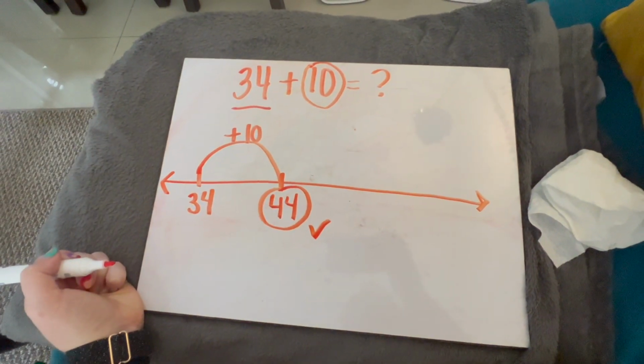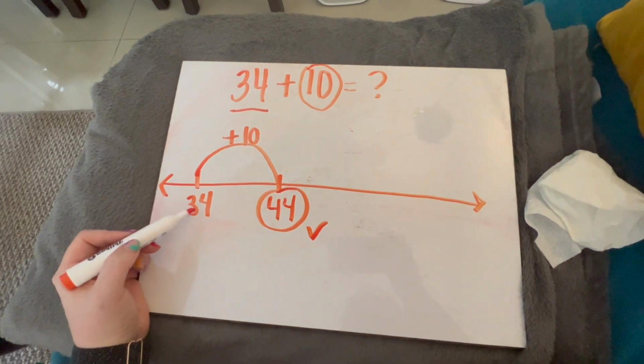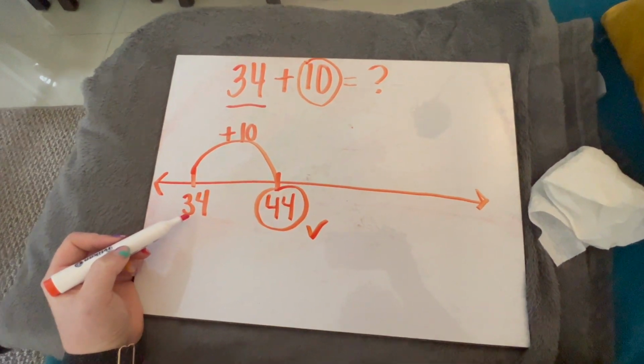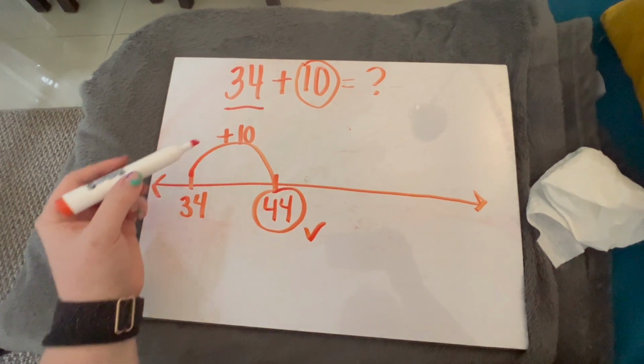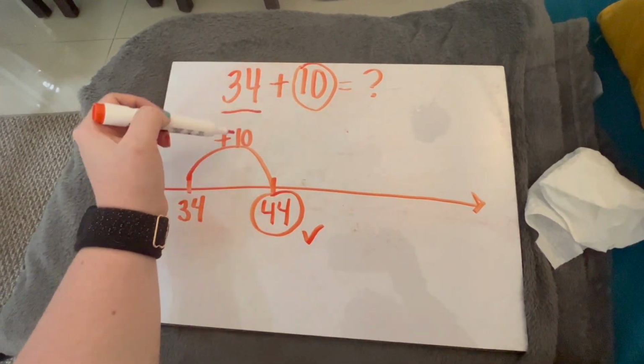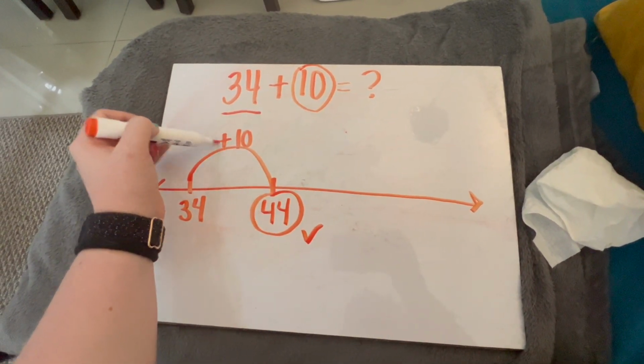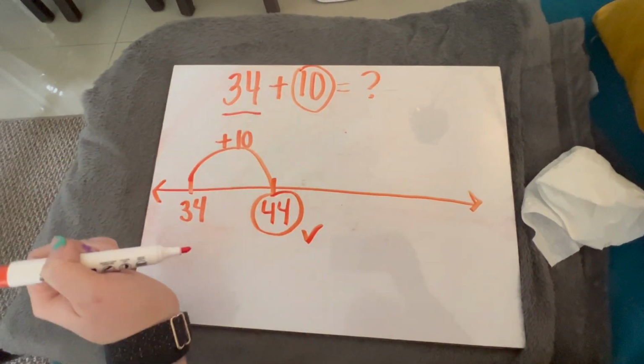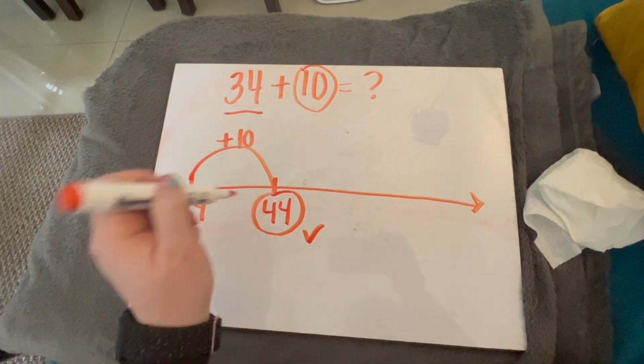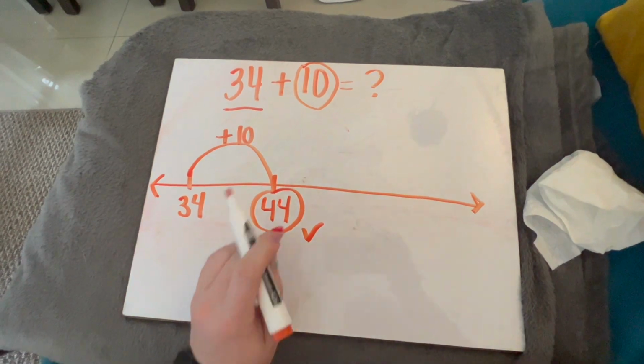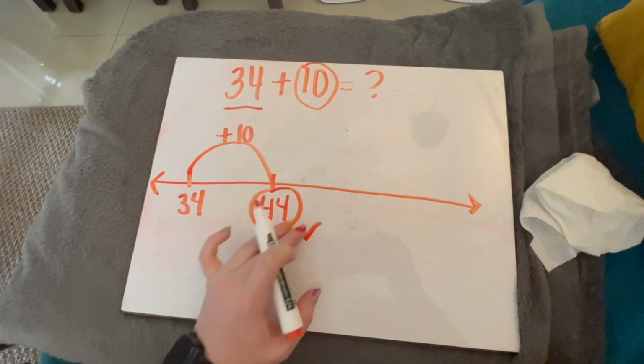That is what our number lines should look like. Your first number, your biggest number. Then your jumps that are nice and labeled. Remember, this is a small one, but if we had a bigger number, we would break it down into parts. Your final answer in a circle.